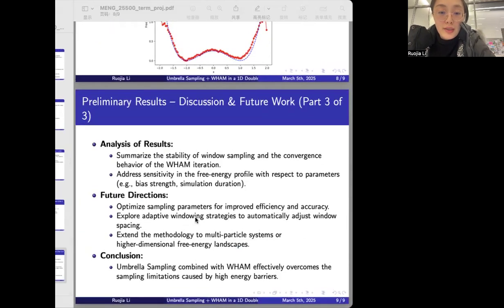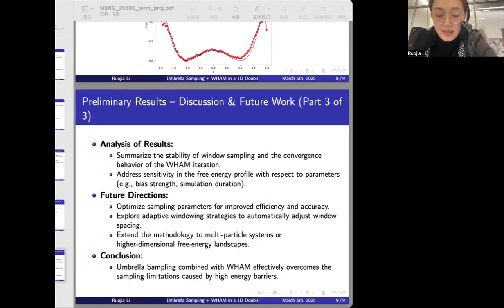And finally is the discussion and the future work. At this point, I can discuss a couple of key observations. The first is convergence. The accuracy of the WHAM solution depends on having sufficient sampling in each window. If you don't simulate long enough, your statistics will be poor, leading to noisy estimates. And convergence criteria, such as changes in the free energy offsets falling below a small threshold, help to ensure reliability.